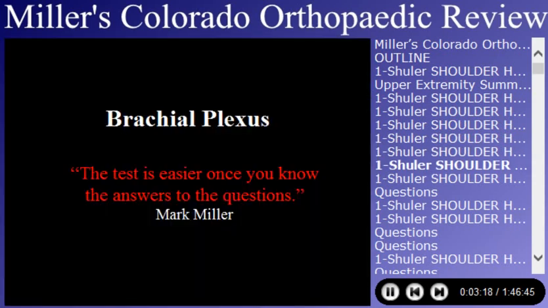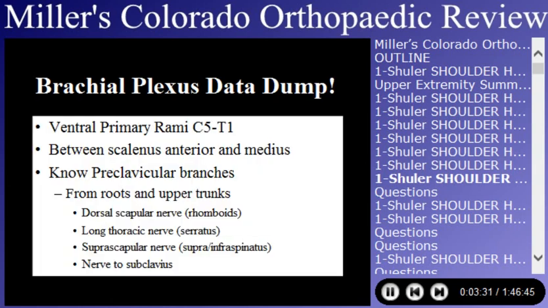And brachial plexus, we're going to spend probably 5 minutes right now on the brachial plexus because it is key testable material. One of the things that Dr. Miller said during my review course is true. Test is easier once you know the answers to the questions. Makes sense. Brachial plexus, it is a data dump. You're expected to know it. That's why I have on expanded format the handout, the brachial plexus diagram.